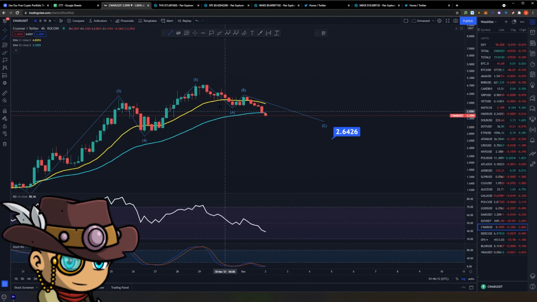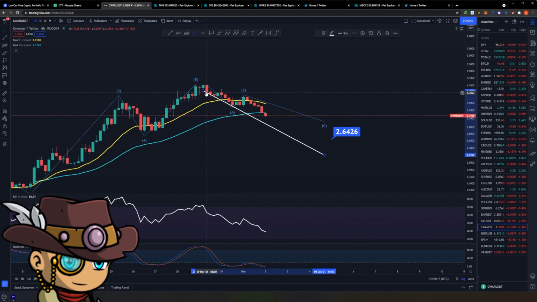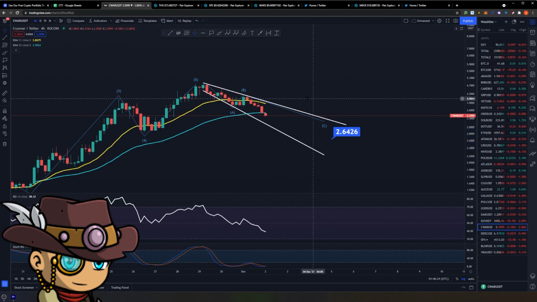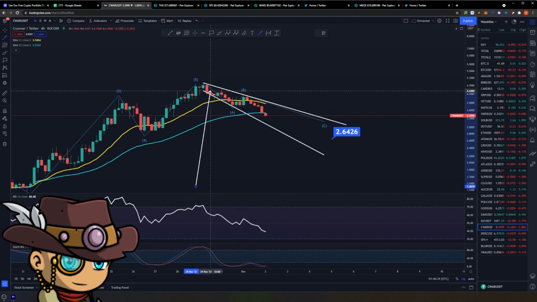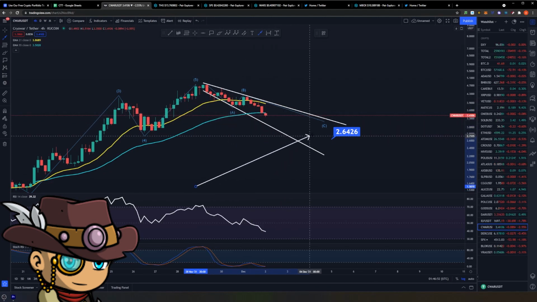One thing that we can also see is if we overlay the trend lines here in the ABC correction right here, we are starting to form a broadening descending channel where price will sort of oscillate between this channel and it will get wider and wider. But as long as we are in this channel, we will continue to go down.